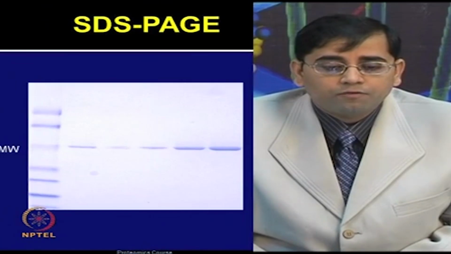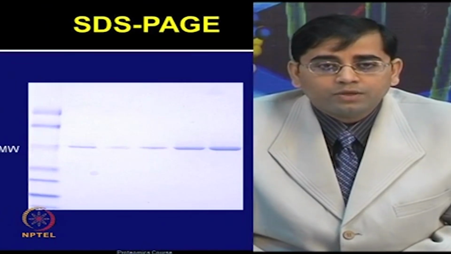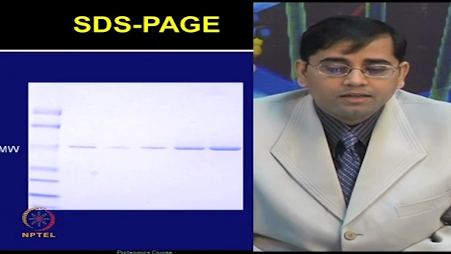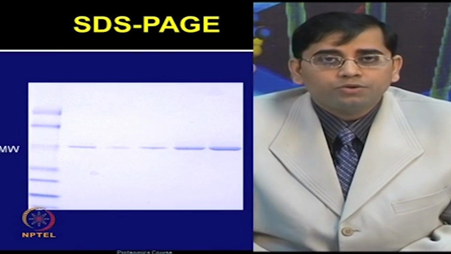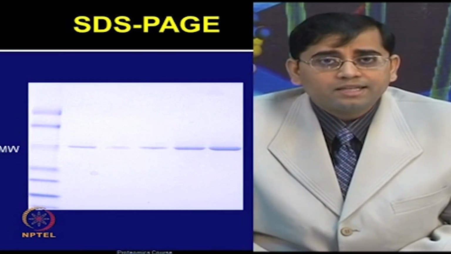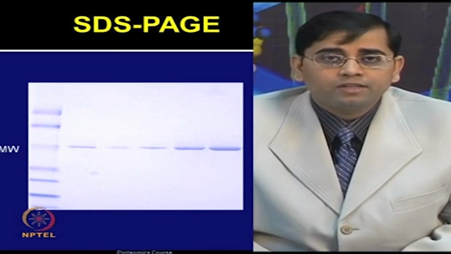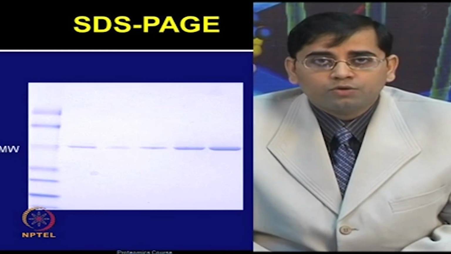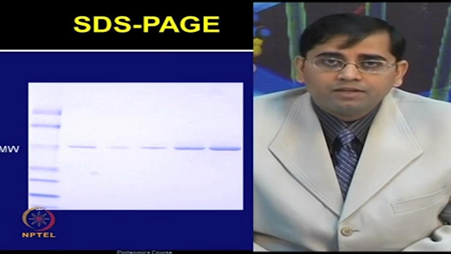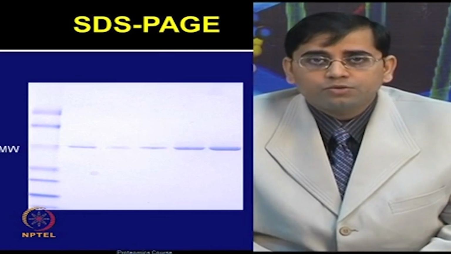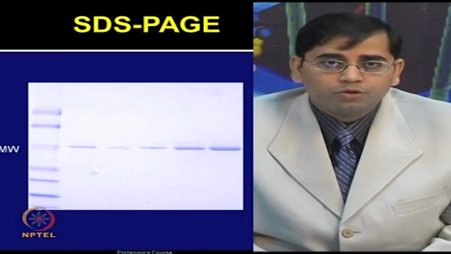I am showing you one SDS-PAGE image in which, from left to right, the first lane is the standard of known molecular weights. In this well, you can see at least 5 or 6 bands are visible. These are the known molecular weights, sometimes ranging from 150 kilodalton to 10 kilodalton.